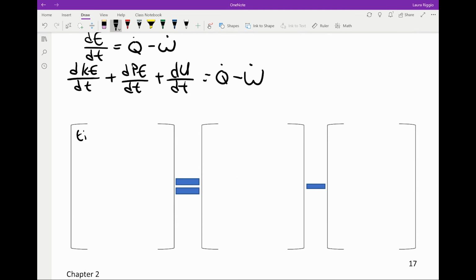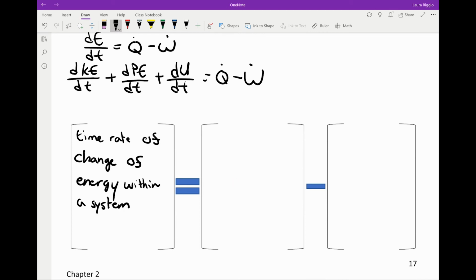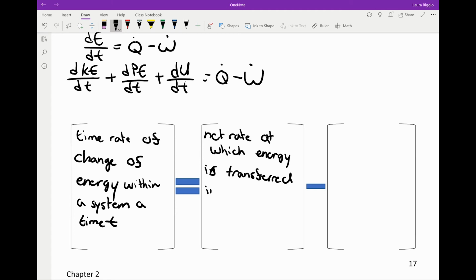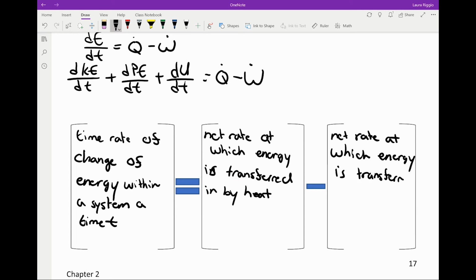And again, what those symbols are saying is that the time rate of change of energy within a system at time t is going to be equal to the net rate at which energy is transferred in by heat minus the net rate at which energy is transferred out by work.